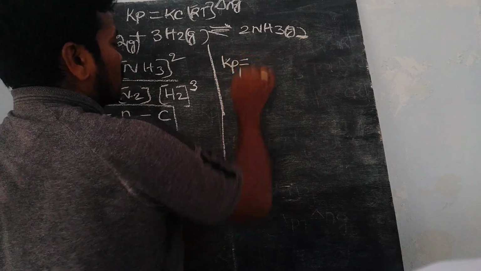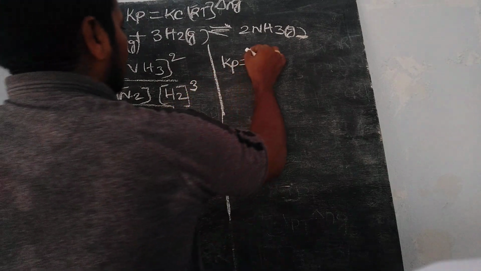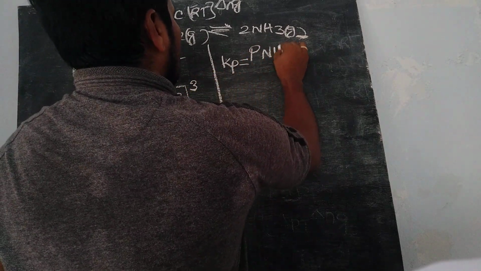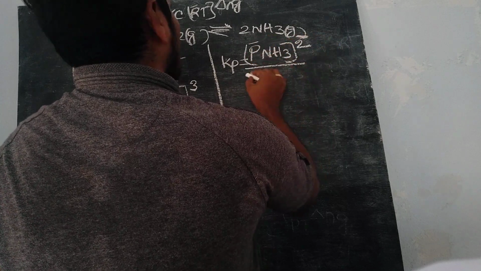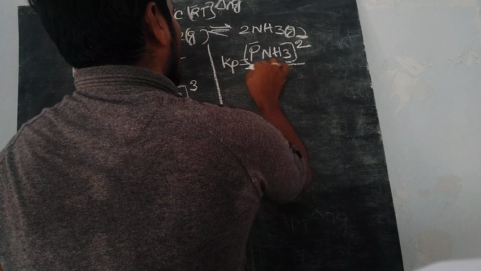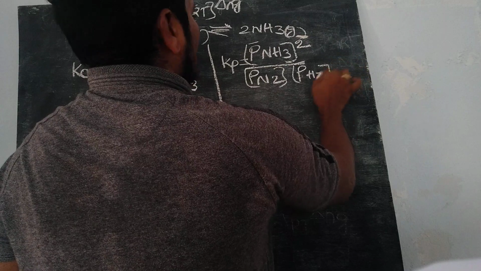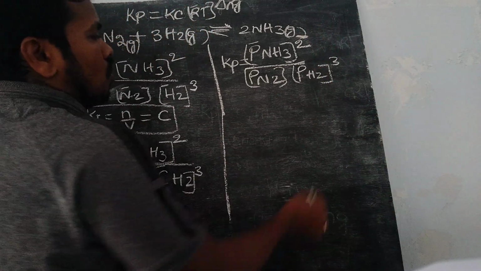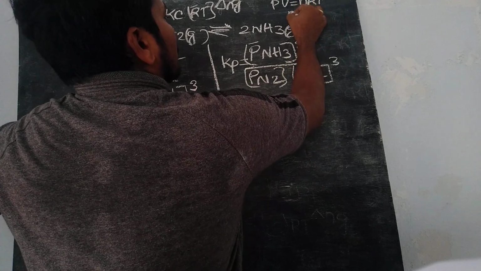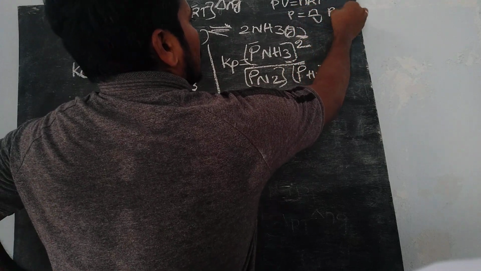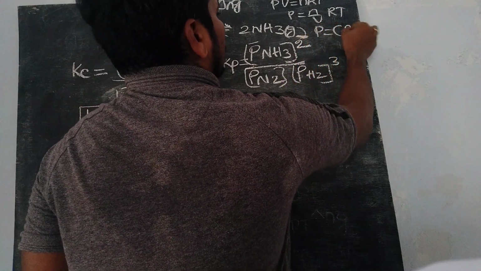How can you write the Kp? Just write the same equation but with P, the partial pressure expression. So the partial pressure of NH3 to the power 2, over the partial pressure of N2 times the partial pressure of H2 cubed. I know that PV equals nRT, so P equals N by V times RT, and N by V is the concentration C. So P equals CRT.